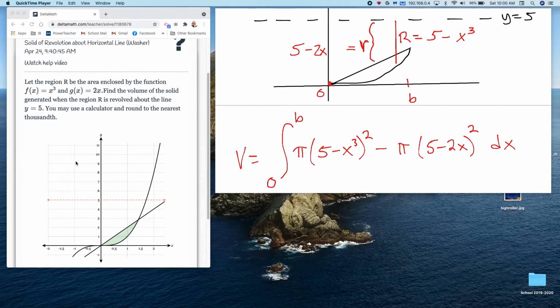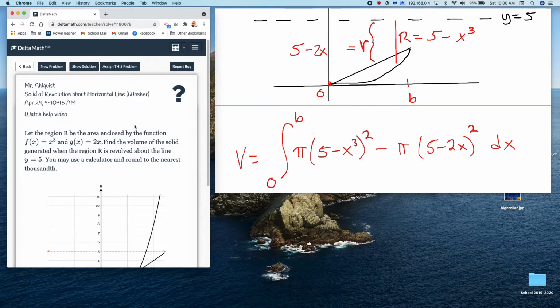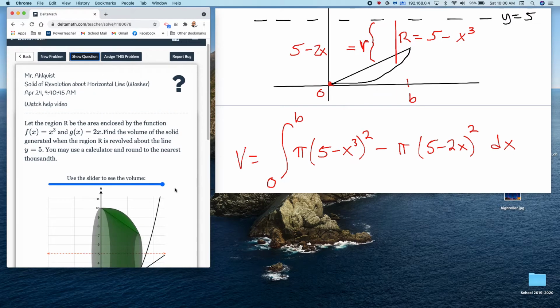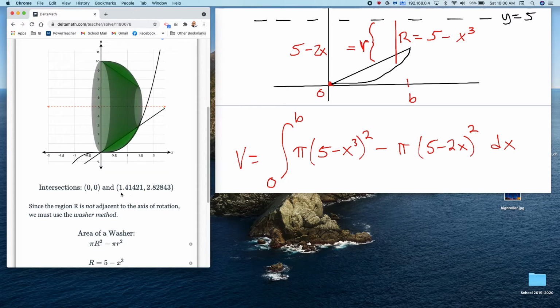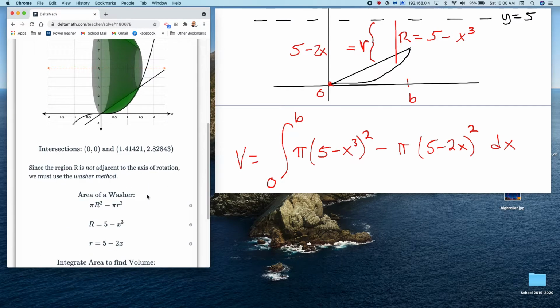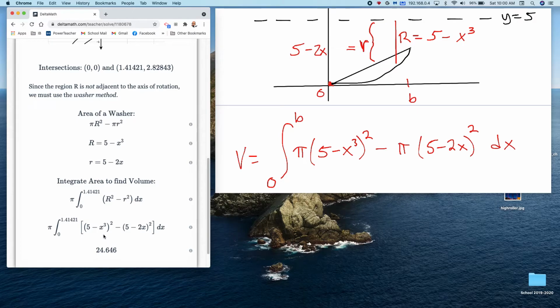Let me show you the solution for it. And the intersection is right there. So that's what I did, only they pulled out the pi, so it's 1.4142. That's like the square root of 2.